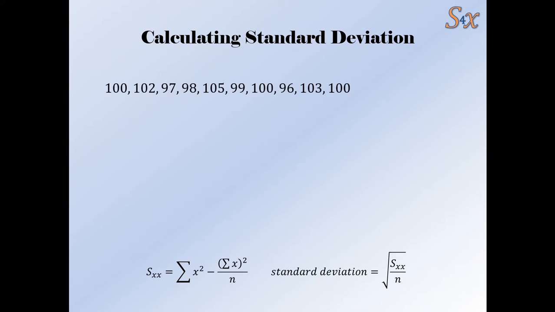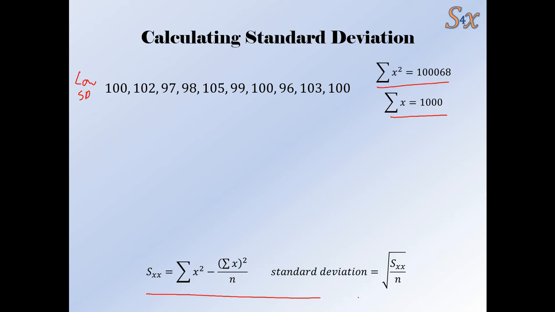So let's have a look at the standard deviation and calculating it for two data sets. So this is the data set we said had a low standard deviation right at the start. Everything's quite close to 100. Now I've calculated the sum of x squared and the sum of x so we can do some calculations. I've written the formulas for us at the bottom down here.